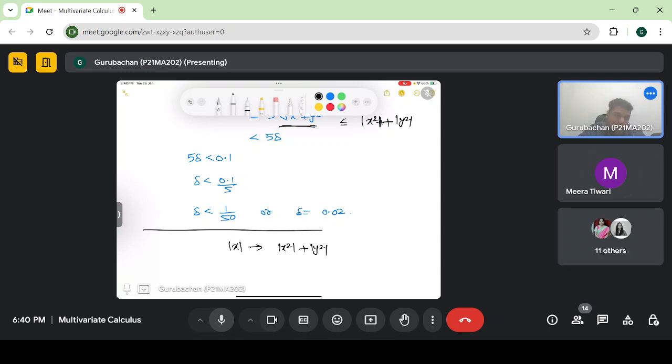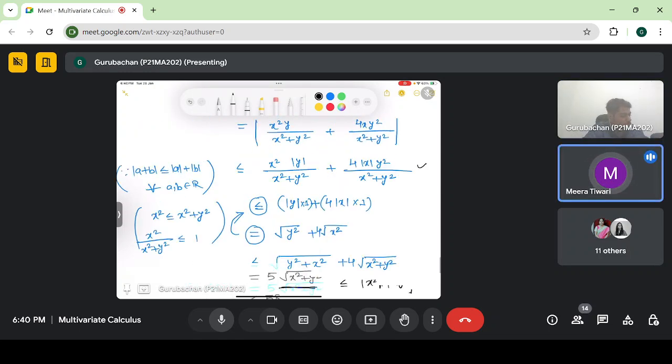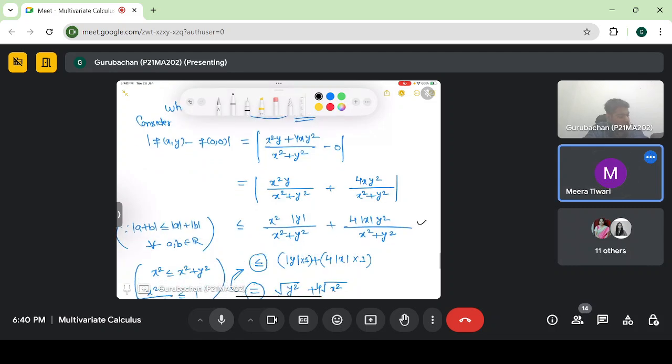Sir, start from the triangle inequality. Here, this step. I want to write it as x square upon x square plus y square plus 4 times y square upon x square plus y square. This should be less than x square upon x square plus y square plus 4y square upon x square plus y square.